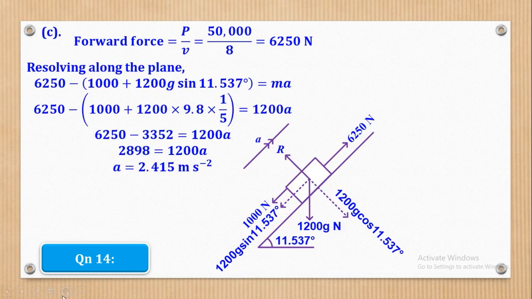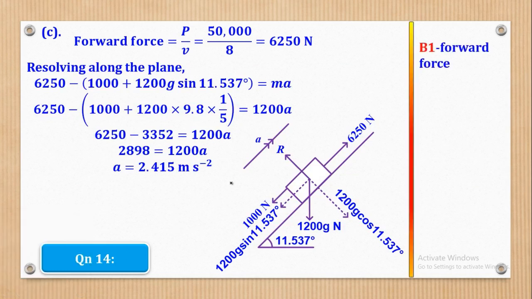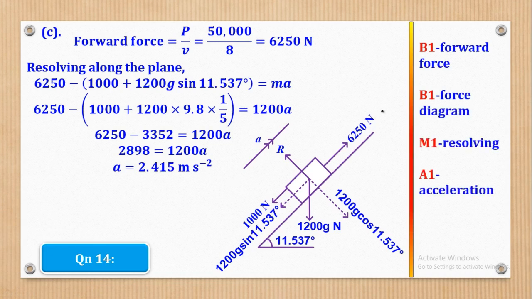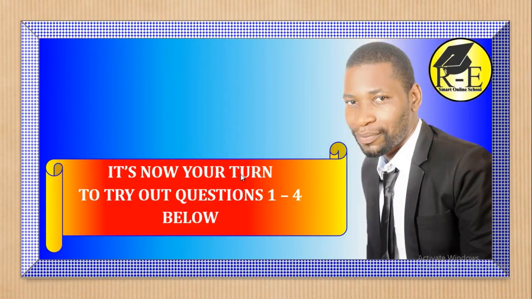Now let's see how marks can be awarded. The first mark is for getting the forward force, the second mark is for the correct force diagram drawn with a ruler, the third mark is for resolving, and lastly for you to simplify to get the acceleration. So I believe by now you have checked your progress and done corrections where need be.